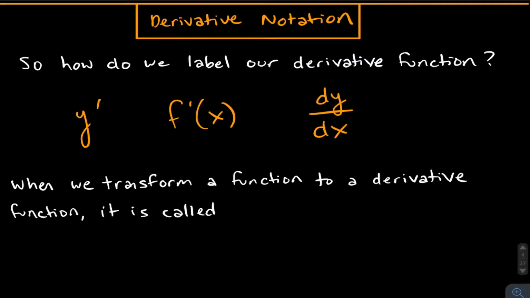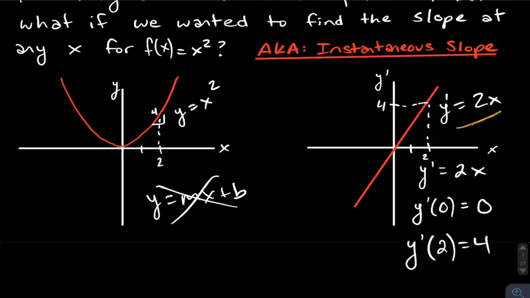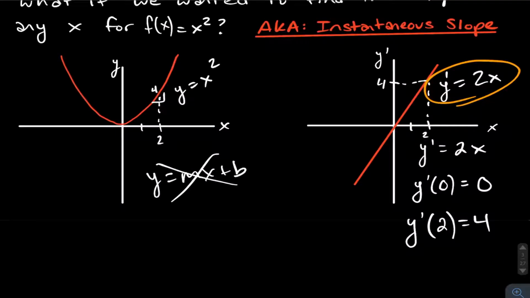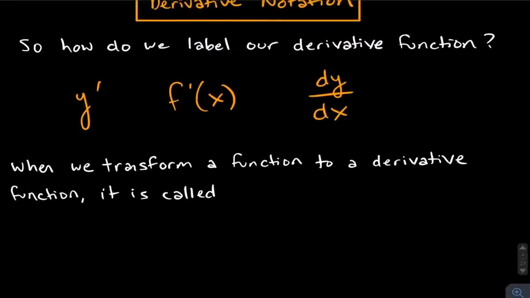And you may have already seen this. Maybe you have an older sibling that's been through calculus and you see their paper and you see this dy over dx. Well, that's what that means. It means your derivative function. What's your derivative function up here? It's that y prime equals 2x. And you could have also written this as f prime of x equals 2x. You could have also written it as dy over dx equals 2x. All right, it all means the same thing.